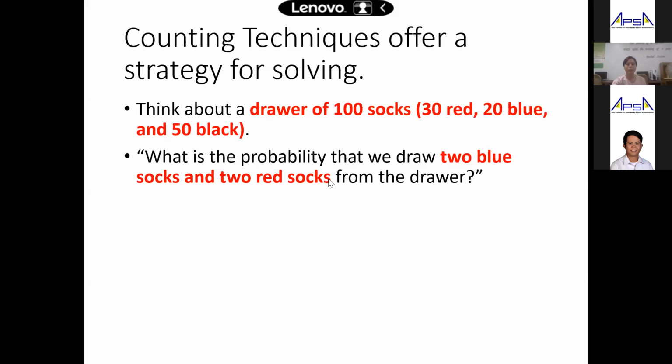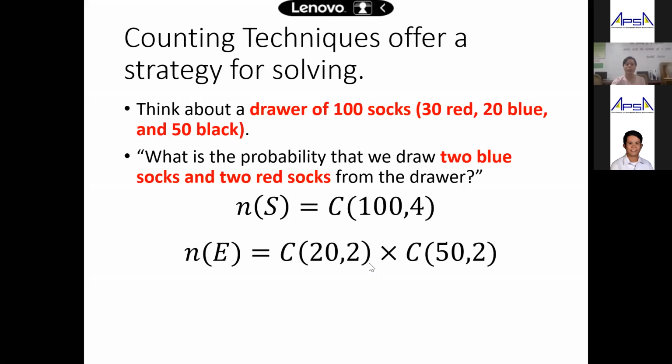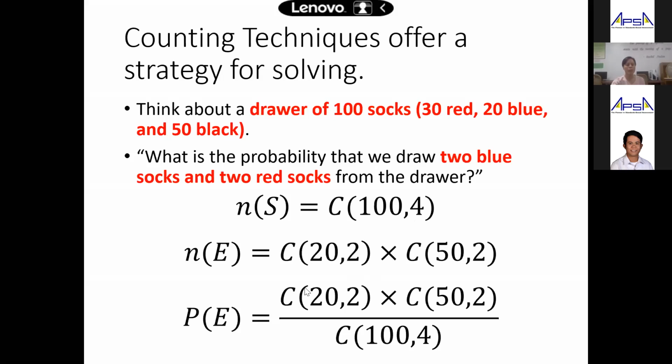So katulad nito, back to my original situation, 100 socks with different colors, what's the probability that if you draw 4 socks, 4 kukunin niyo, what's the probability that there are 2 blue and 2 red? So basically, there are combination 100 taken 4 ways of getting 4 socks out of 100. Okay? There are combination 20 taken 2 to get 2 out of the 20 blue and then 2 out of the 50 black. So the probability basically is just an expression that involves combinations. All of those are probability problems.